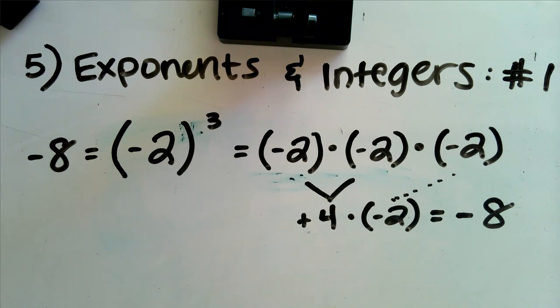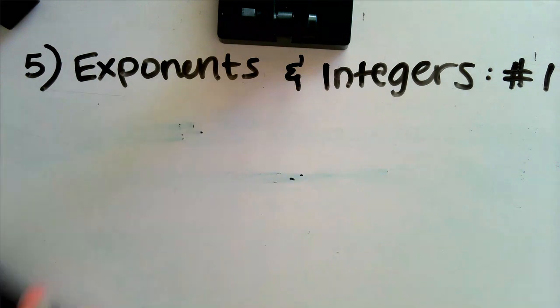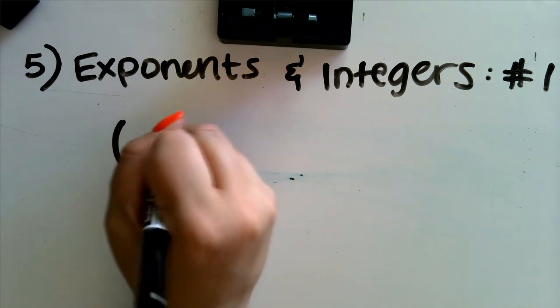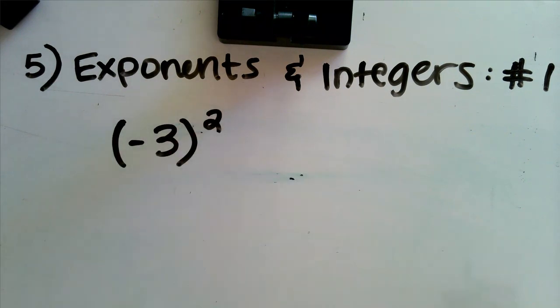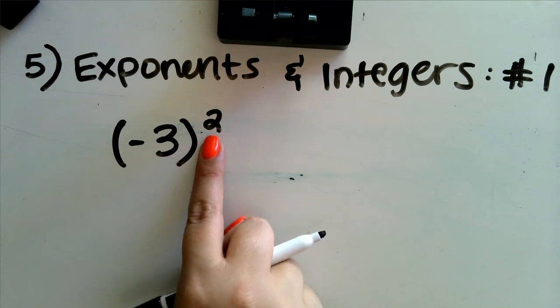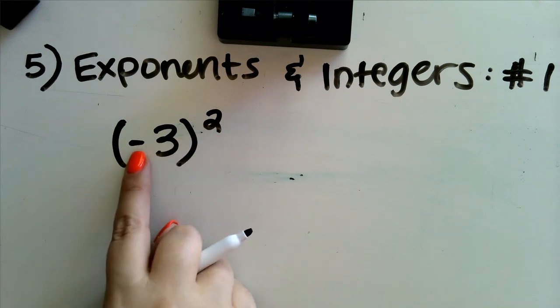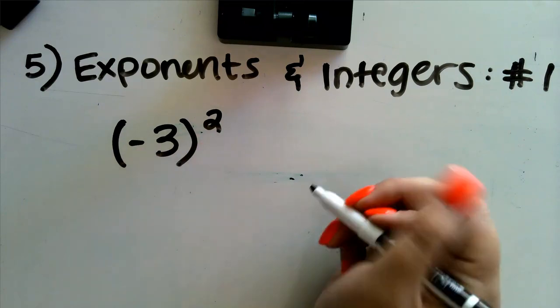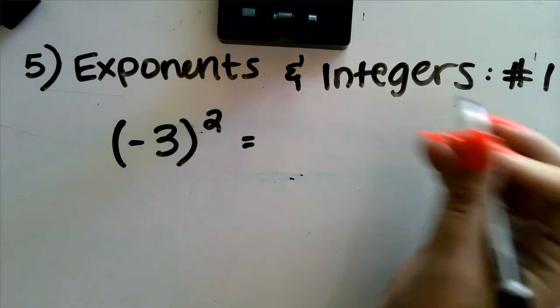Okay, let's go ahead and do one more example. Make sure you guys are writing this out in your notebooks. This next example, we're going to take (-3) to the second power, which means that we're going to multiply -3 by itself twice. Again, we notice that our negative number is sitting inside the parentheses and our exponent is outside the parentheses. So let's go ahead and expand this.